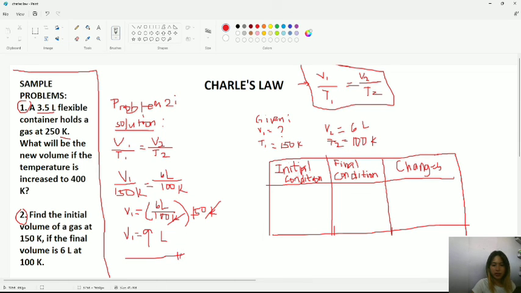Let's find out the changes in volume and temperature. So, volume decreases. And for the temperature, from 150 to 100 Kelvin, of course, the temperature also decreases, because Charles' law is directly proportional. So, okay, we are done with problem 1 and problem 2, and now let's proceed to Gay-Lussac's law.